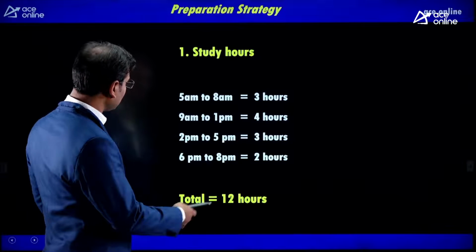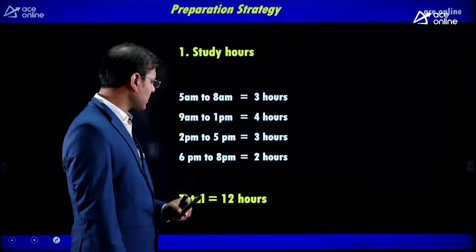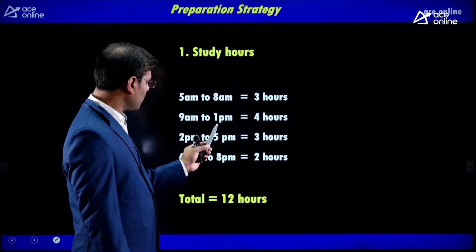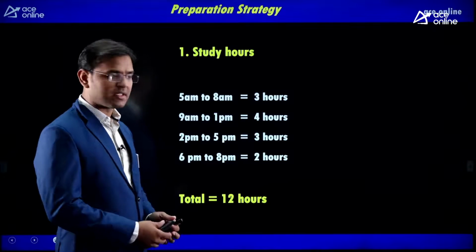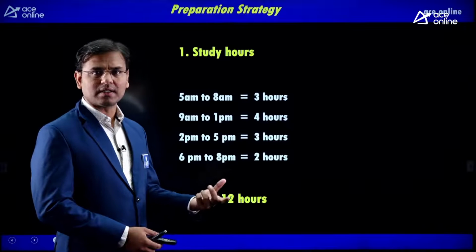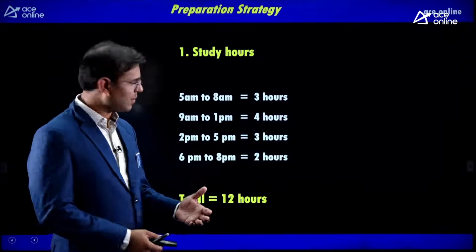Now see the timetable. From morning 5 to 8 a.m., 3 hours you can study, then 8 to 9 you can give your time for breakfast, and 9 to 1 p.m. also you can study for 4 hours. In the afternoon, 1 to 2 you can take for lunch, as well as 15 to 20 minutes or maximum 30 minutes of sleep.